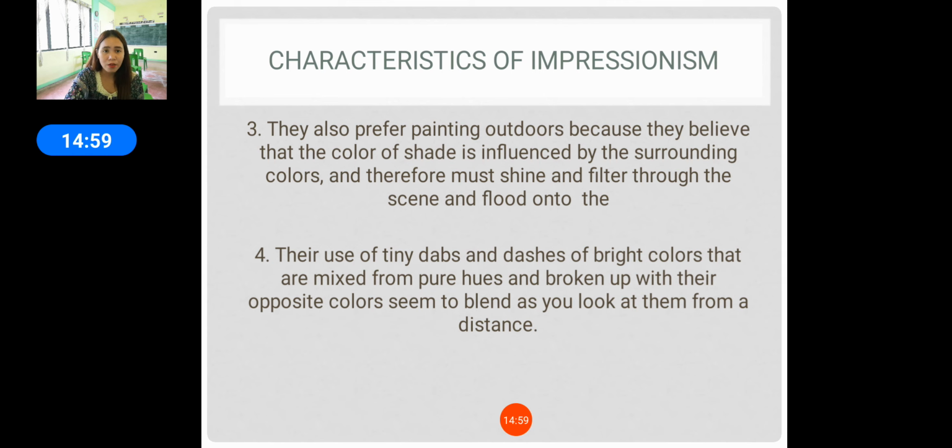Next, their use of tiny dabs and dashes of bright colors that are mixed from pure hues and broken up with their opposite colors seem to blend as you look at them from a distance. It creates unity, the tiny dabs and dashes of bright colors and the original or dark colors. Say, for example, light red to bright red or crimson red. We can see them complementing or combining as we look at them from a distance.